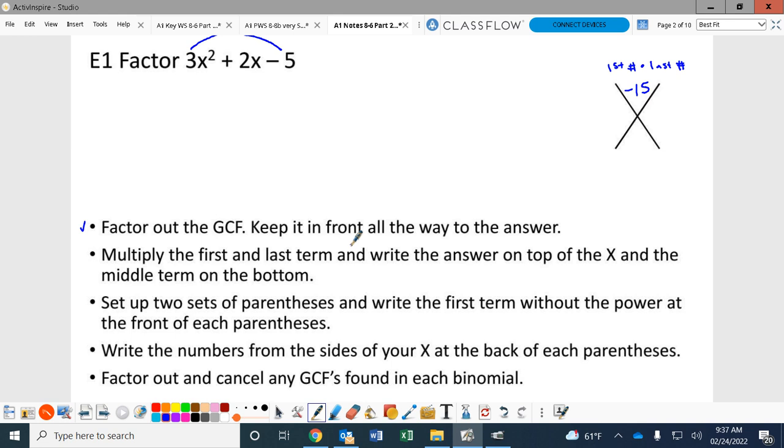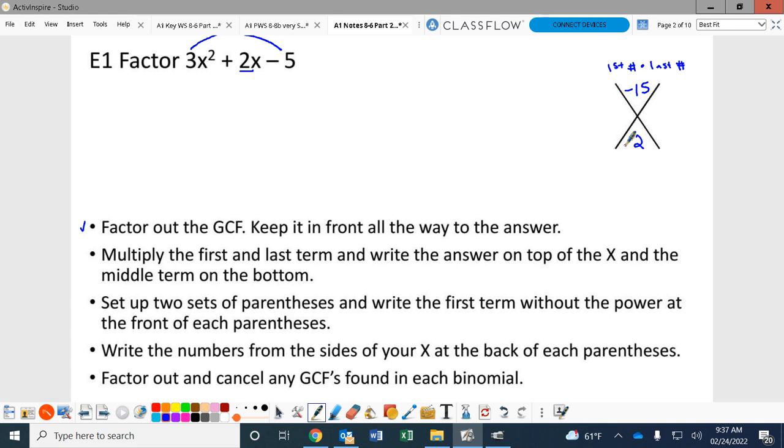Then it says to put the middle term, the middle number, this one right here, on the bottom. 2. Don't put the x, guys. Don't put the x. Just work with the numbers. Make your life easy.